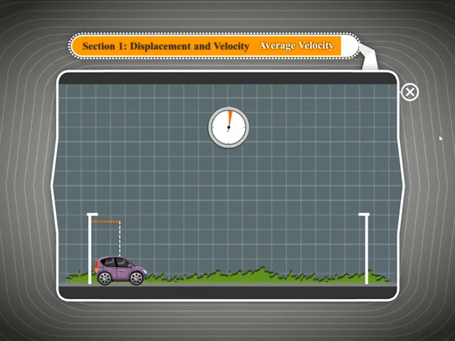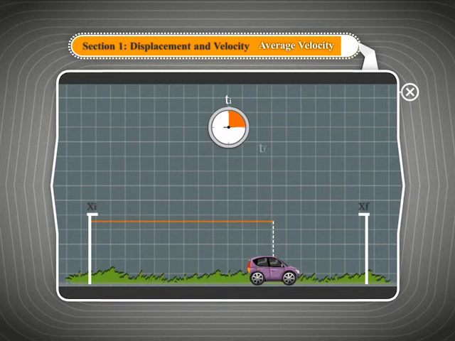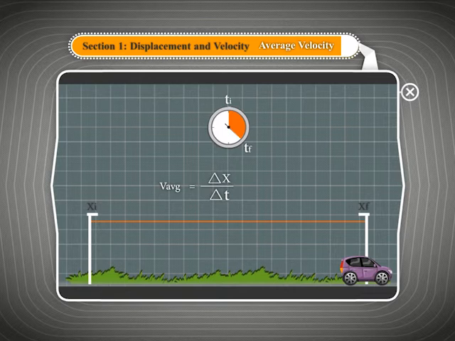Suppose a car moves from point x sub i at time t sub i to point x sub f at time t sub f, in the amount of time shown by the clock. The average velocity of the car is the displacement divided by the change in time.